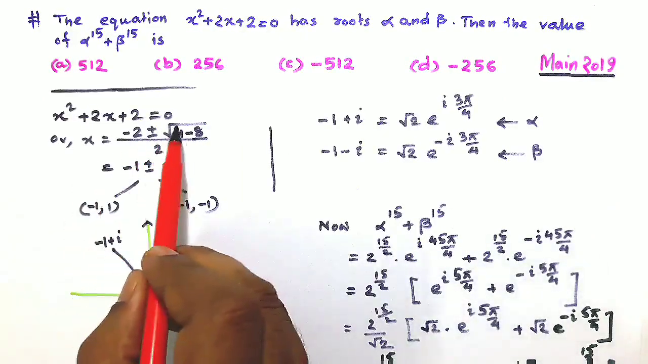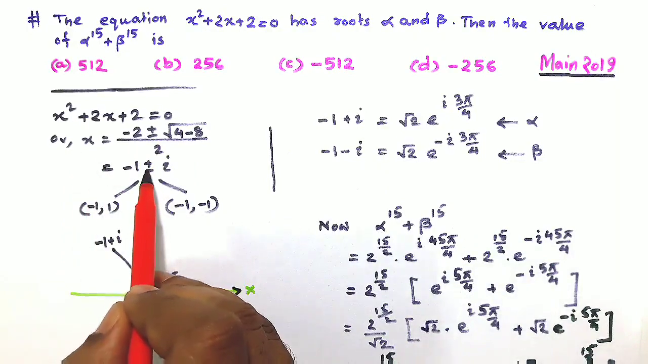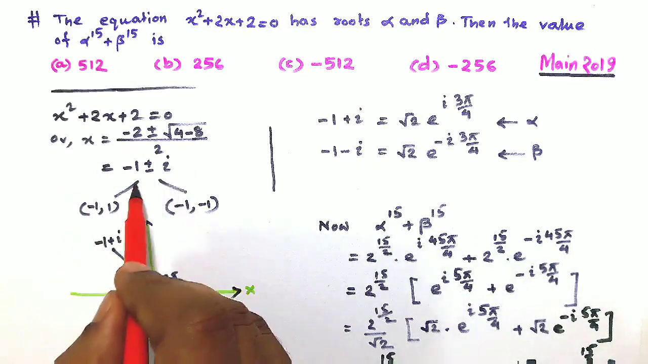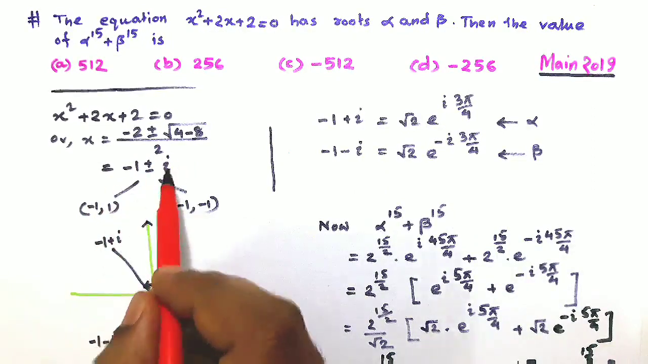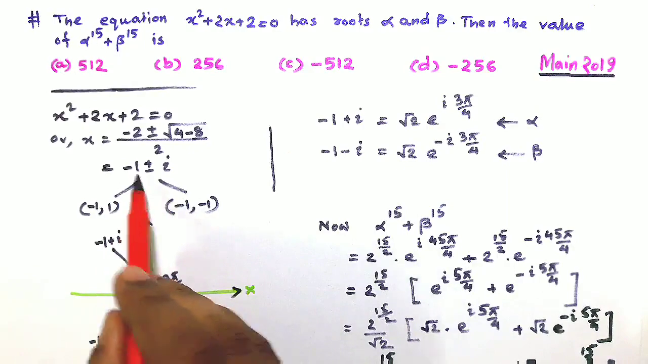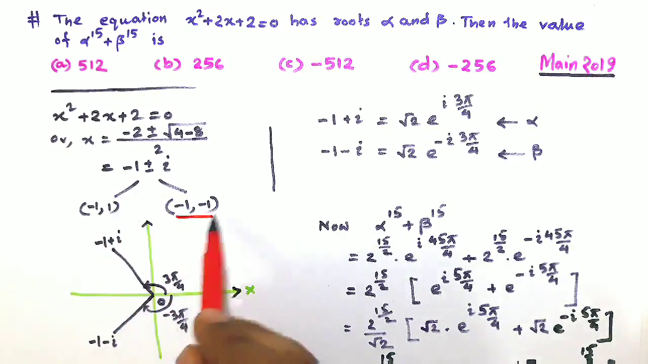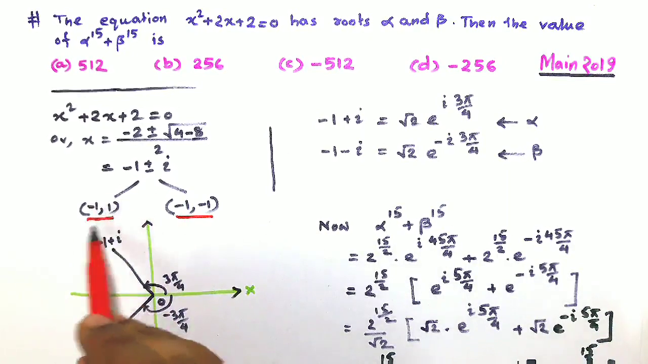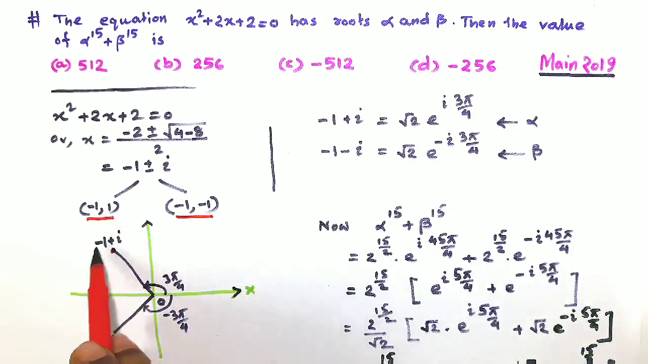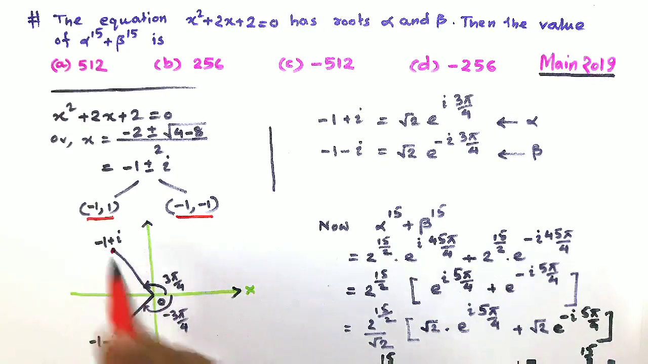x square plus 2x plus 2 is equal to 0. From this you are getting x is equal to minus 1 plus or minus i. So these two are actually complex numbers. In Cartesian format this is (minus 1, 1) and another one is (minus 1, minus 1). So this point is lying in the second quadrant, minus 1 plus i or (minus 1, 1), and this point is in the third quadrant, minus 1 minus i or (minus 1, minus 1). Now friends, what is the argument of this point? This is 3 pi by 4 and this one is minus 3 pi by 4.